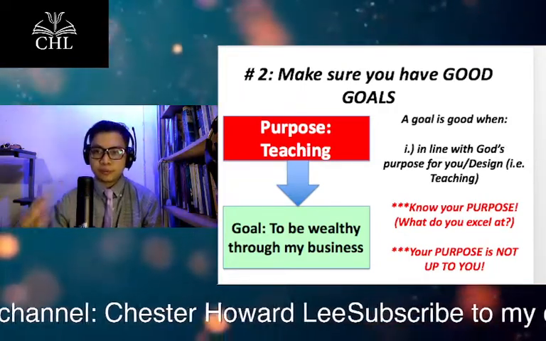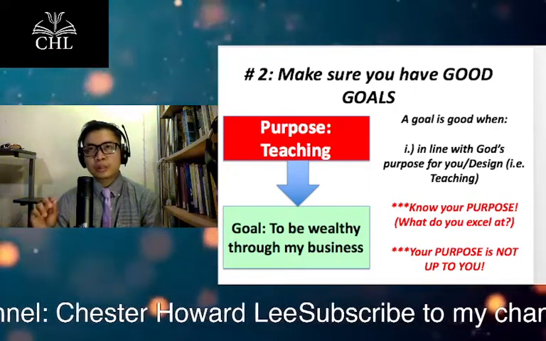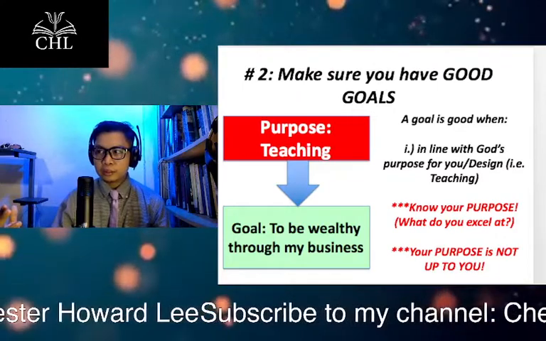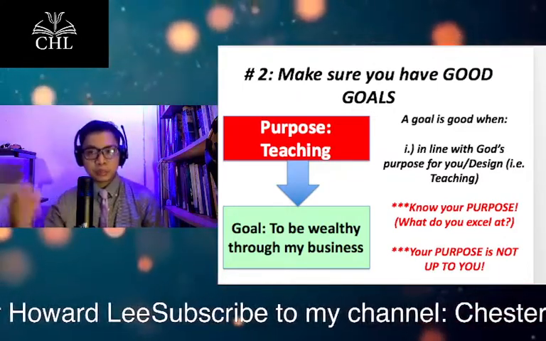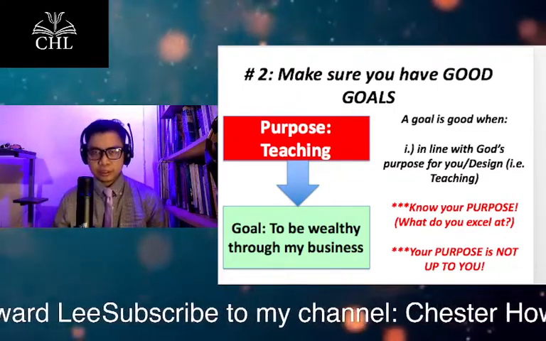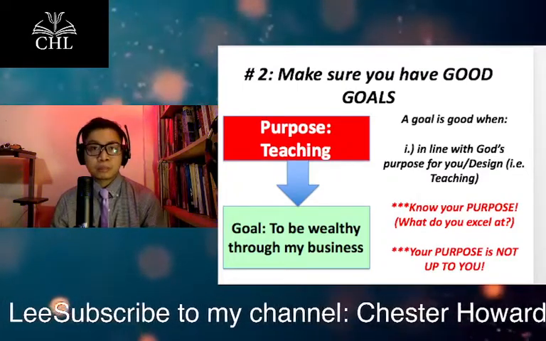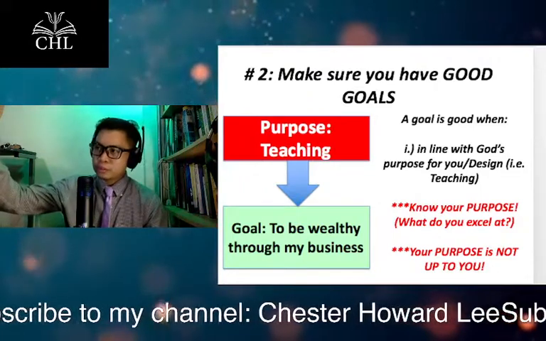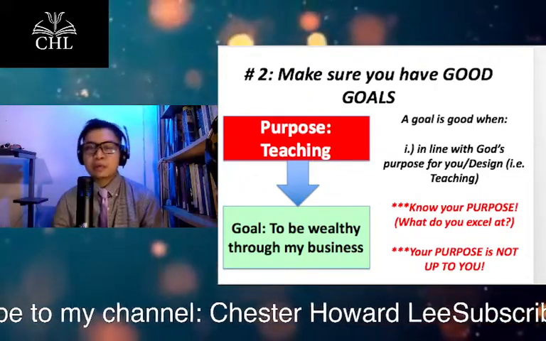So, that's one of the things that you really need to ensure. Dapat yung purpose mo manggagaling doon sa purpose sa'yo ng Diyos. Hindi yung ikaw yung magsaset. Kasi malamang sa malamang, pag ikaw ang nagset ng purpose sa sarili mo, mali. So, if you have a wrong purpose, you will set wrong goals. Hindi magiging maganda sa buhay.